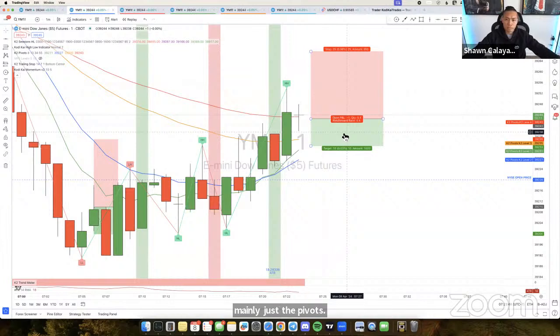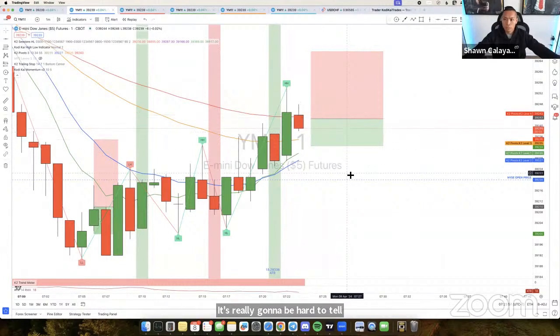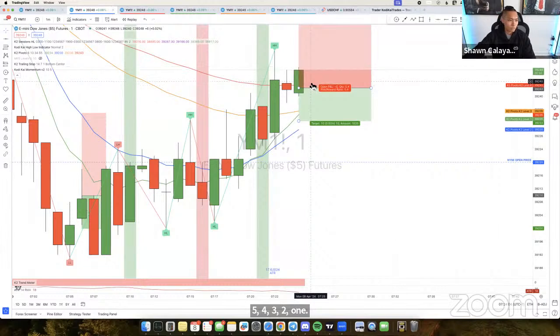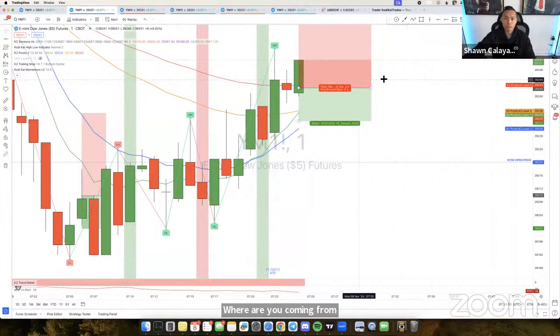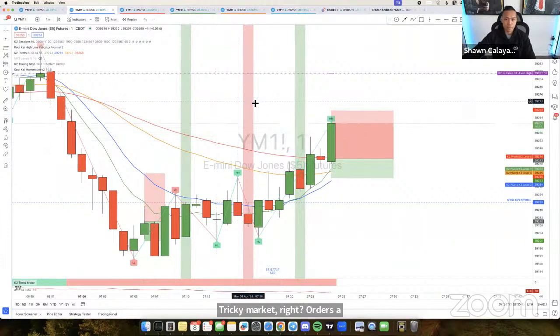All right, so we got this setting up right here. We got 10 seconds left. I don't know if this will close red. It's really going to be hard to tell. 5, 4, 3, 2, 1. All right, so I'm in the position right here. Tricky market right here. Order submitted. I think I got in a little late. Damn, don't tell me it's going to hit my stop loss. I'm going to be so pissed.